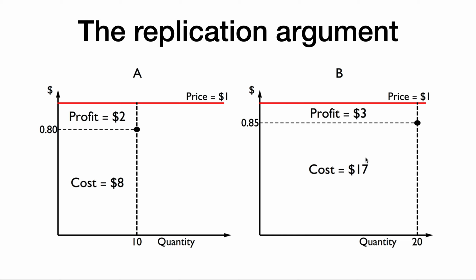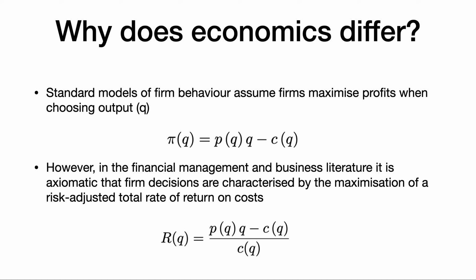And the replication argument says, well, no one's ever going to do that, because what you could do instead is set up two production units like A and produce 20 units of output for $16 cost and get $4 profit. Why would anyone forego that option and produce on the rising part of their marginal cost curve? That's the mystery. And I think it's actually really important to resolve this and to isolate why economics ended up like this.